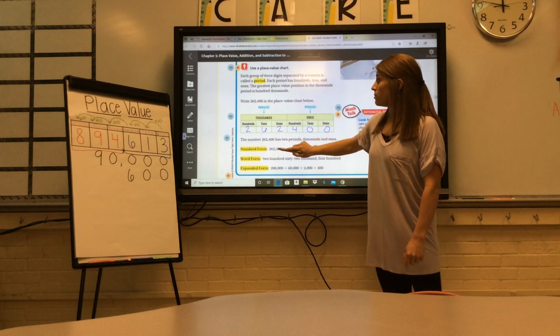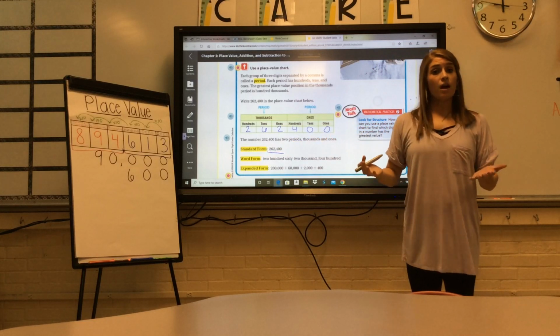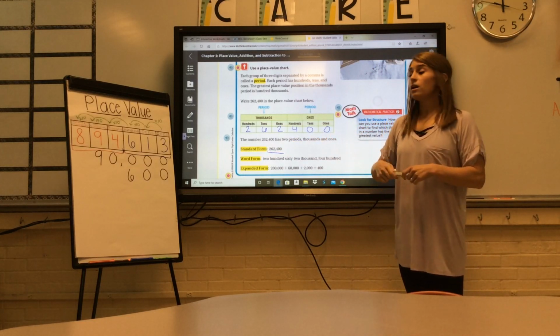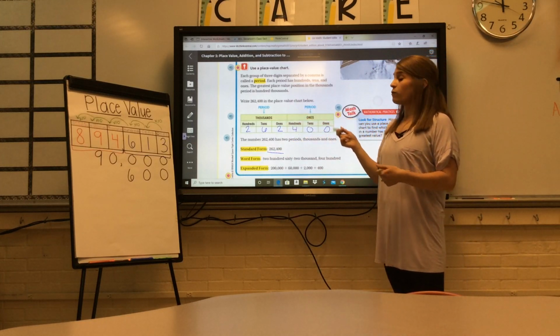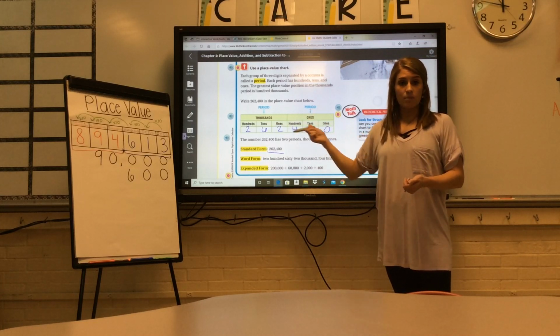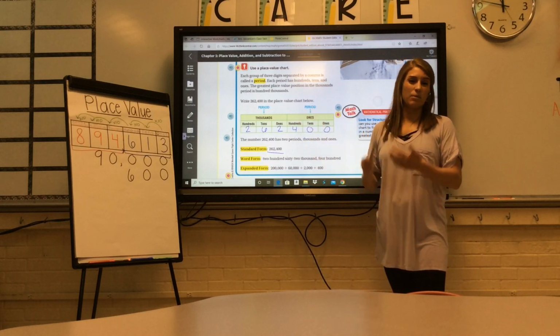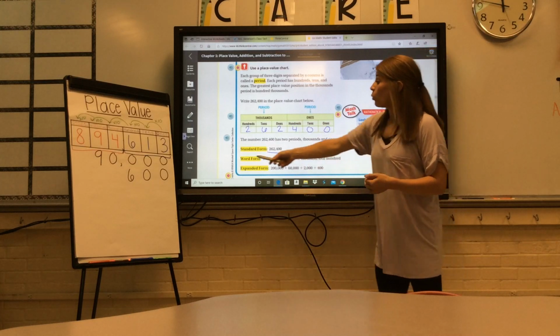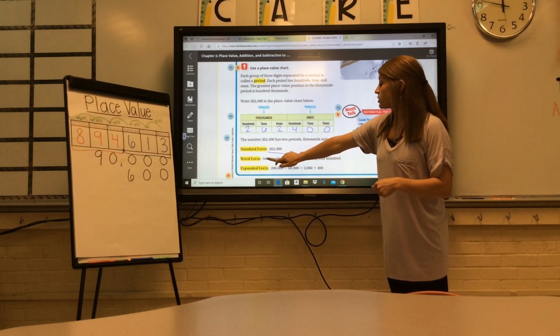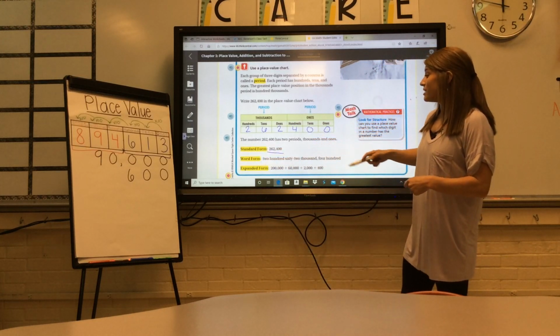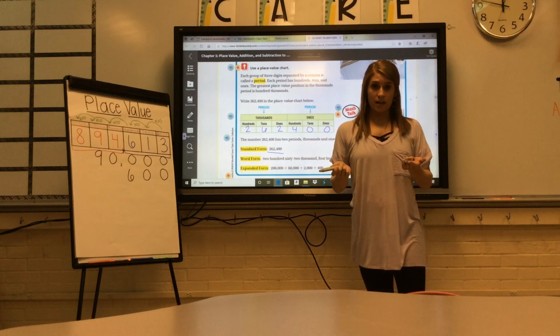In standard form, it looks just like this. You would write it if I said, please write 262,400. The way you would write that number is standard form. That's how we see numbers all the time. Word form is where we're actually going to write it out in words the exact same way we're saying it.